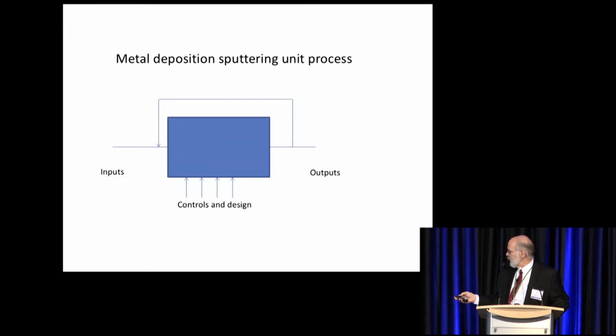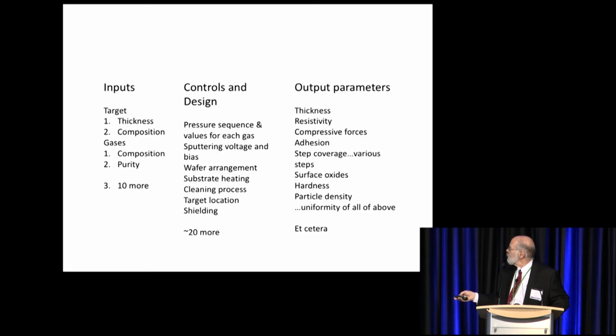So a metal deposition process has inputs, and I'll give an example here. Some controls and the design of the metal machine, and outputs. So for example, the inputs might be the sputtering target, its thickness and its composition, the gases, and a whole bunch of other parameters. The controls might be the pressure sequence, the sputtering voltage, the wafer arrangement, the substrate heating, cleaning processes you used, shielding in the machine, a lot of parameters. And then there's more than just one output. The metal you get out has a thickness, a resistivity, compressive forces, adhesion, step coverage, oxidation properties, hardness, you know, a lot of things that you care about in the end product.